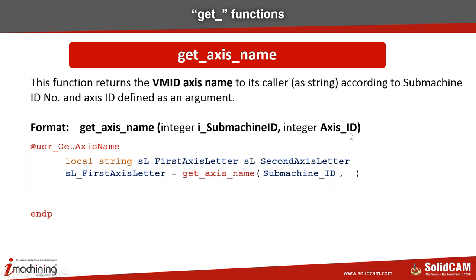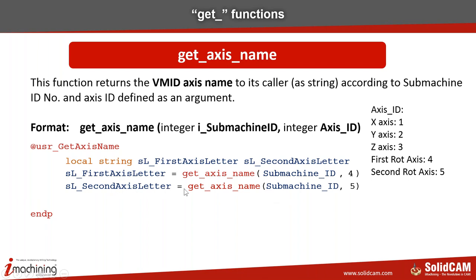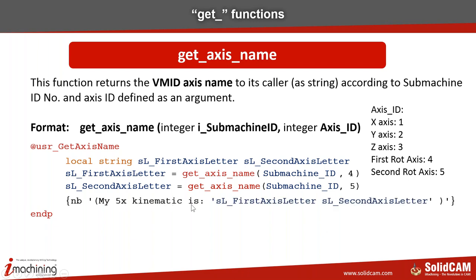But what the axis ID actually is depends on which axis you want to get. If you are looking for the X-axis, then you just put one. If you're looking for the Y axis, you put two. If you're looking for Z, it's three. For the first rotation axis, it's four. For the second rotation axis, it's five. So for the first rotation axis, I just insert the four. For the second rotational axis, I'm using the same thing, just writing five here. And my 5-axis kinematic is, I just say here AC as an example.